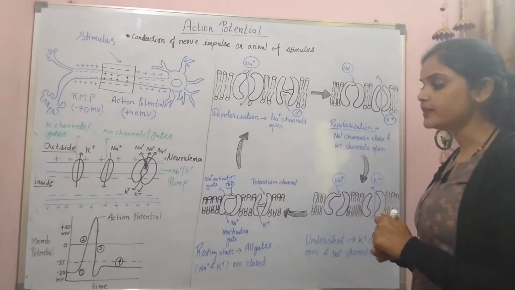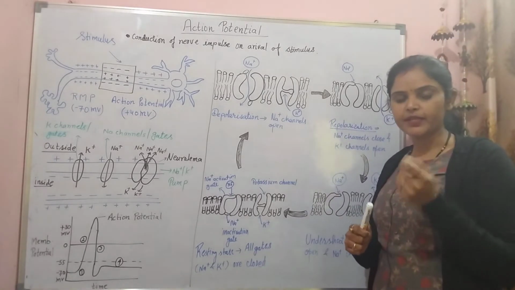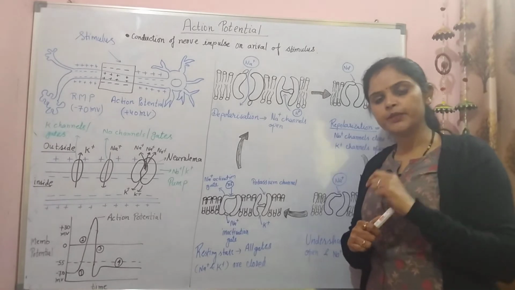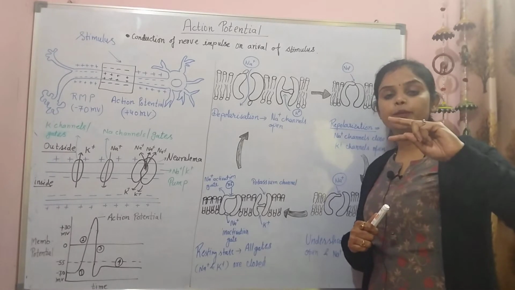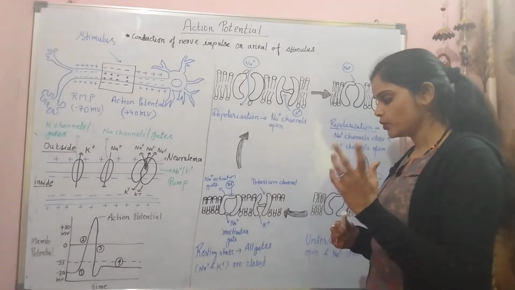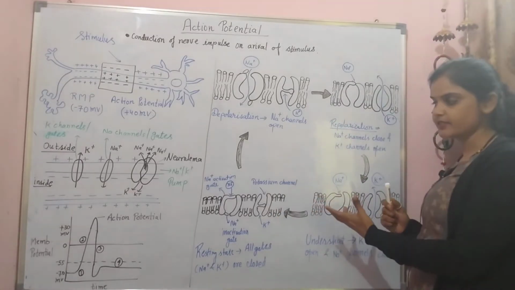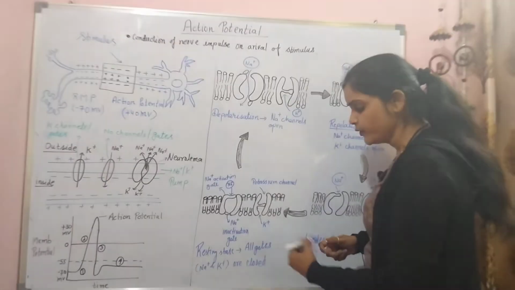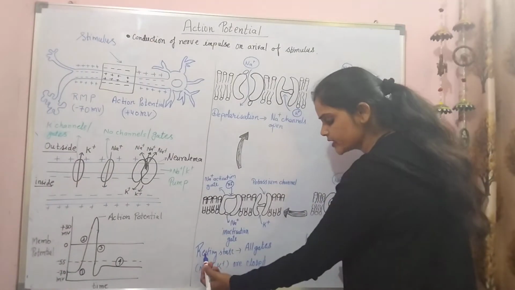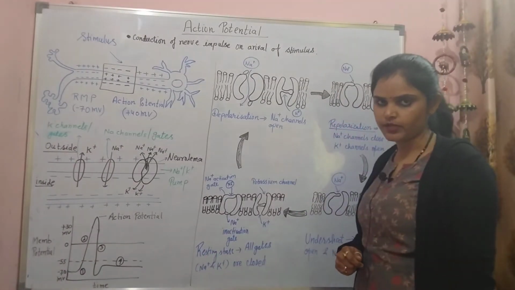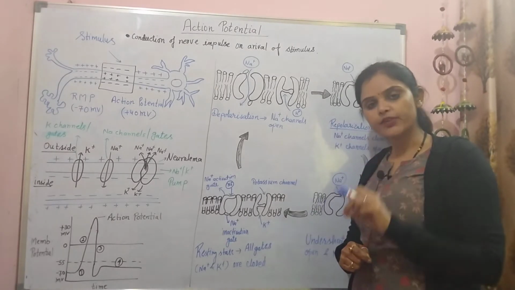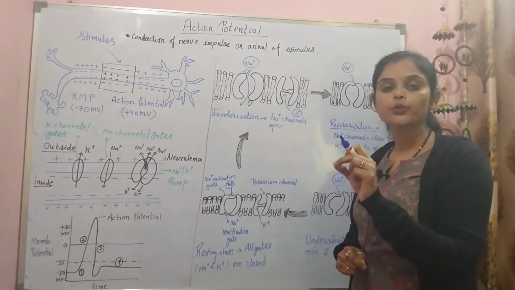Now let's see what actually is happening when any stimulus strikes the neuronal membrane and the polarity of the membrane reverses. Here I have tried to summarize all this with the help of these diagrams. So what actually is happening? First of all, we are seeing a stage known as the resting stage. What actually is happening in the resting stage in the neuronal membrane?